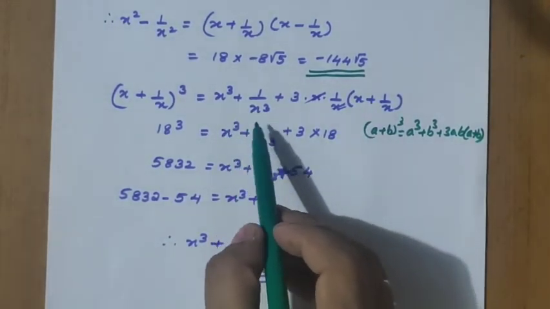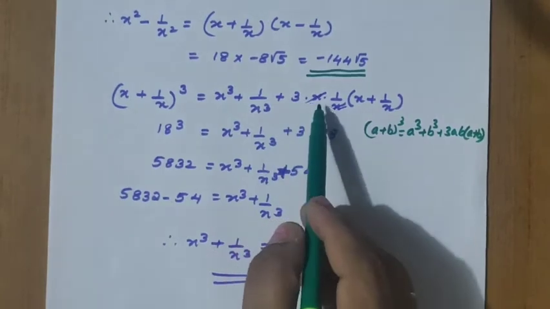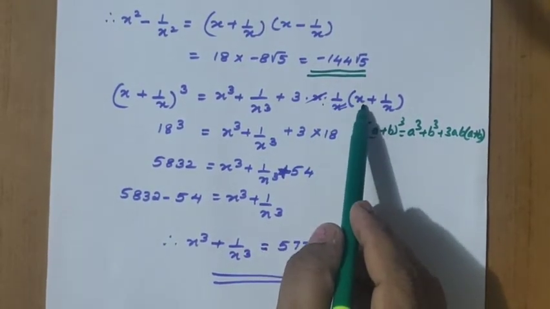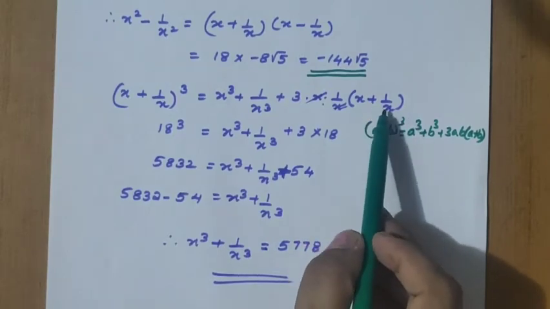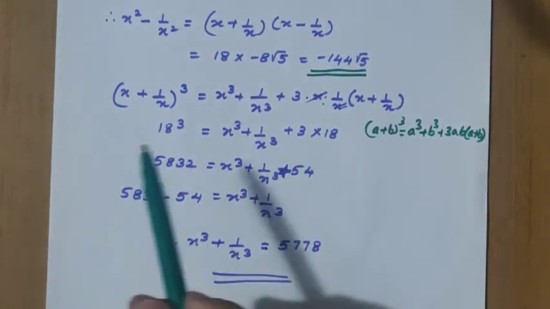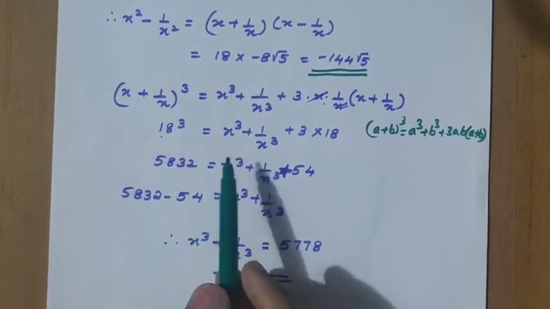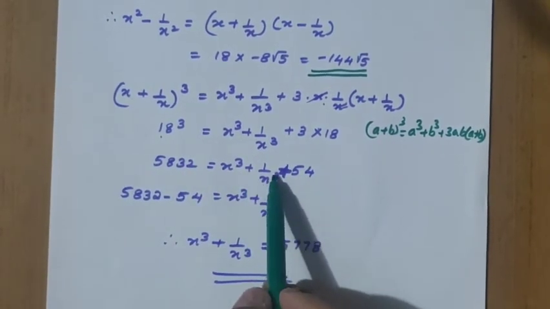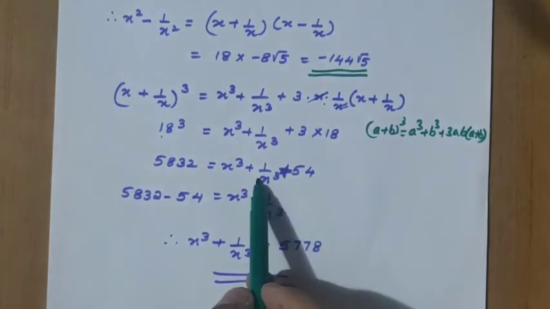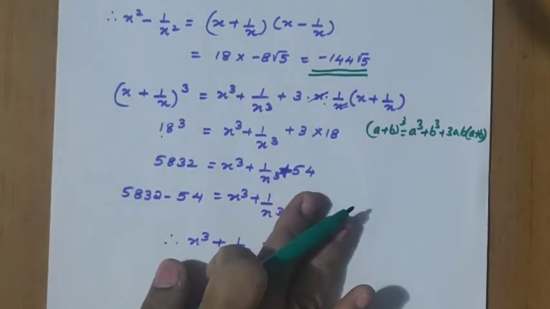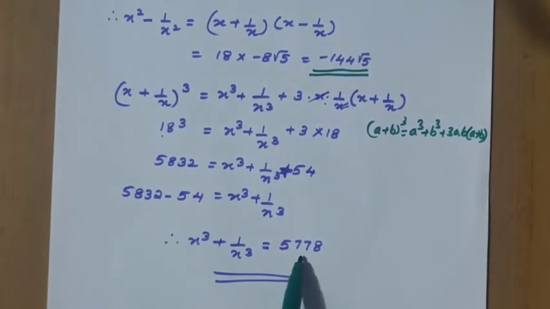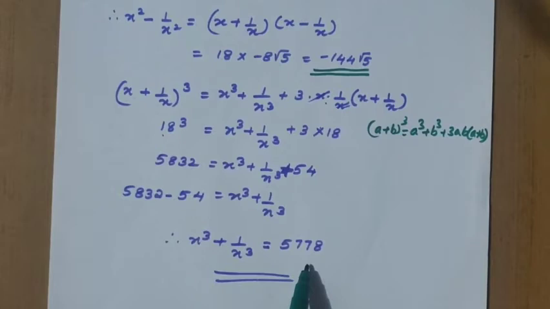So x cube plus 1 by x cube is what is asked. Then x and 1 by x will get cancelled. And what is the remaining term in bracket? x plus 1 by x. So we can put the value as 18 and on the left side it is 18 cube. 18 cube is 5832, that is equal to x cube plus 1 by x cube plus 54. So x cube plus 1 by x cube we will keep this side, and plus 54 we are bringing to this side. So 5832 minus 54 is equal to 5778, which is the value of x cube plus 1 by x cube.